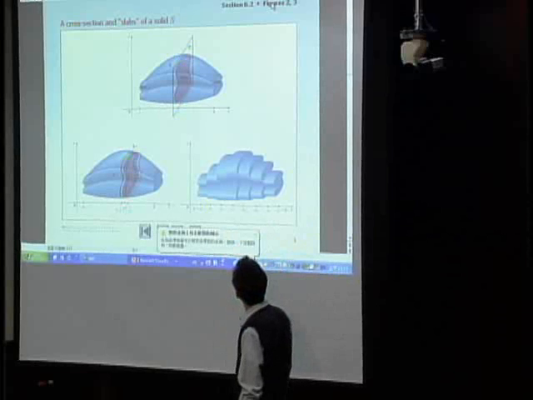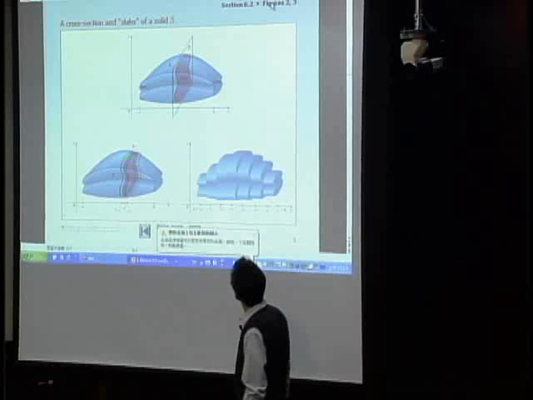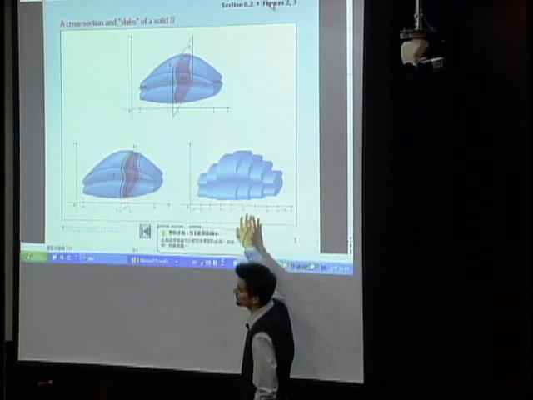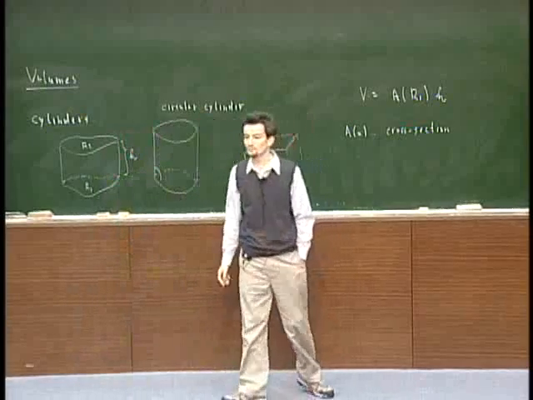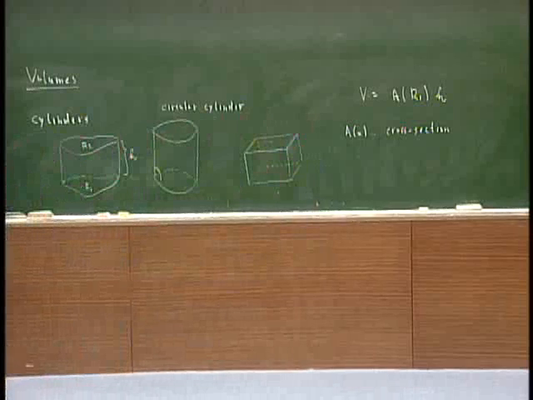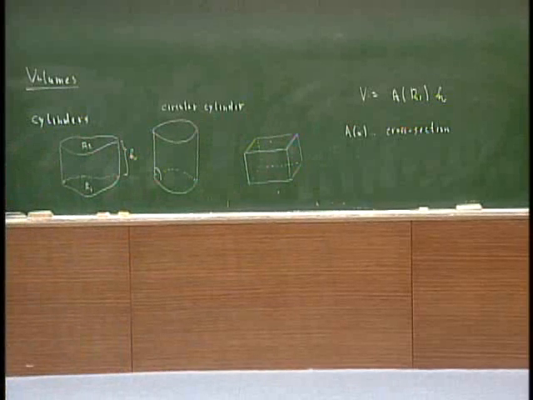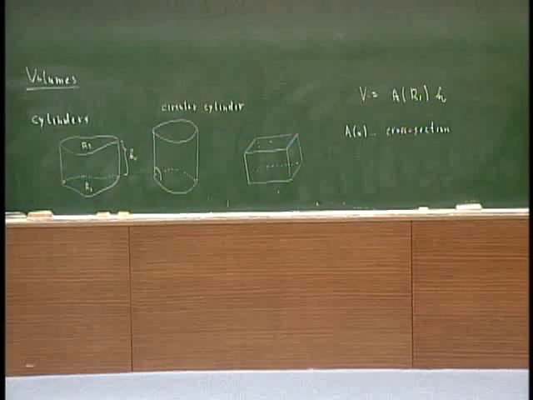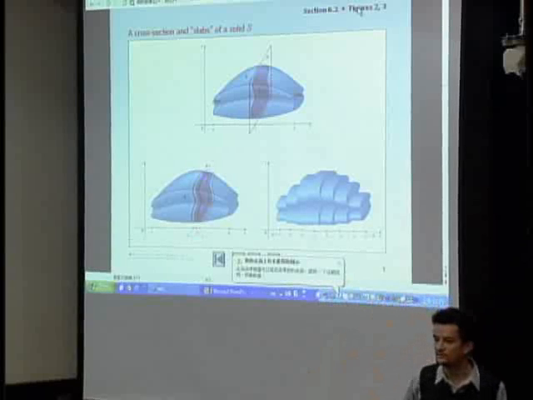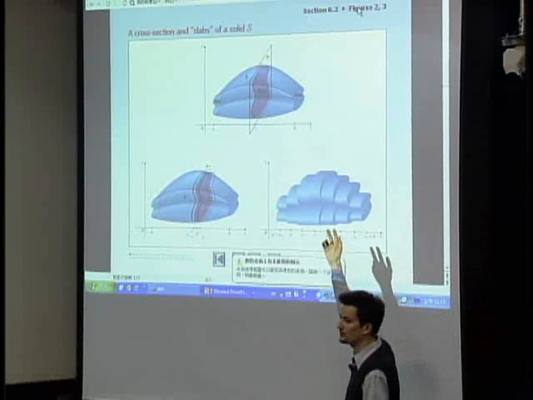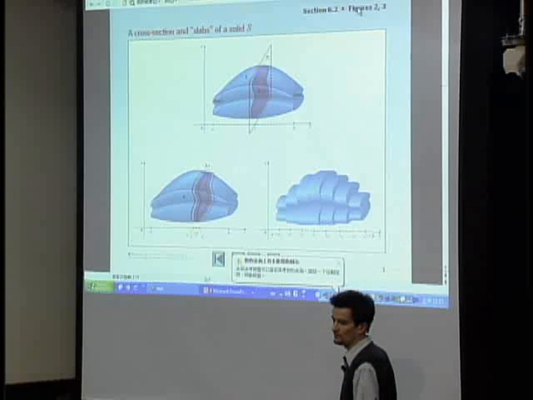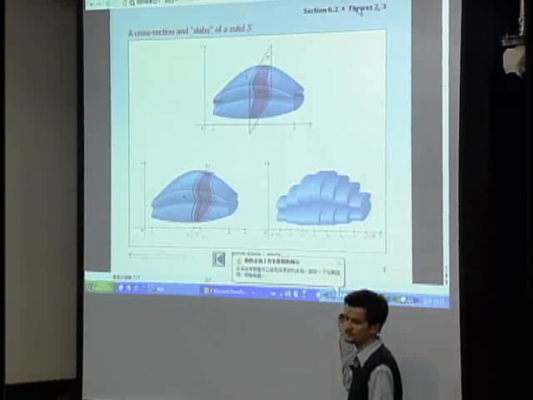Now we compute the volume. We can compute the volume because of this definition: for a cylinder, the volume is defined. So we can compute the volume of those 7 cylinders here and add them up. Then we make the subdivision smaller and smaller, so we let n tend to infinity, and in the limit we will get the volume. In other words, we define the volume as the limit of the volumes of those cylinders.